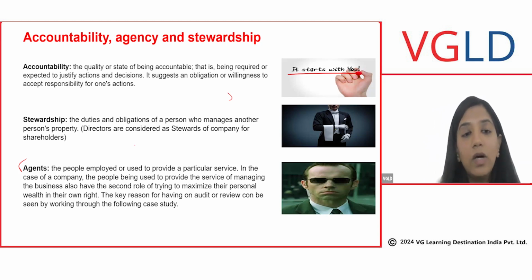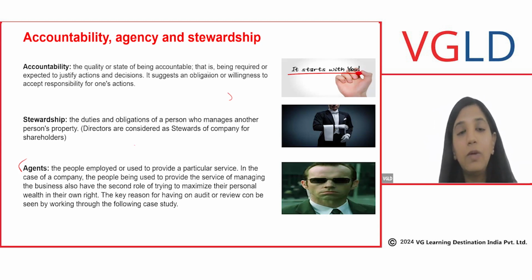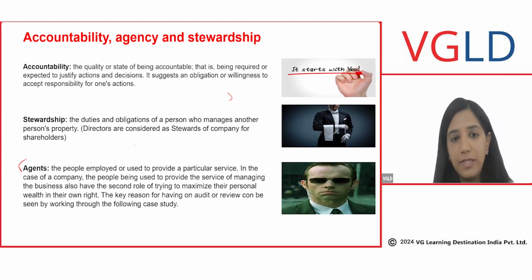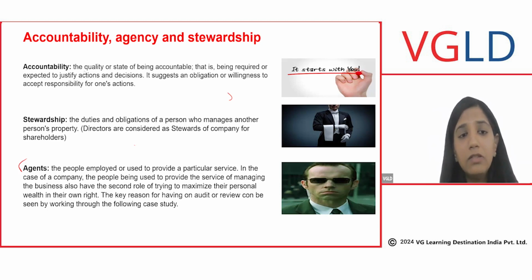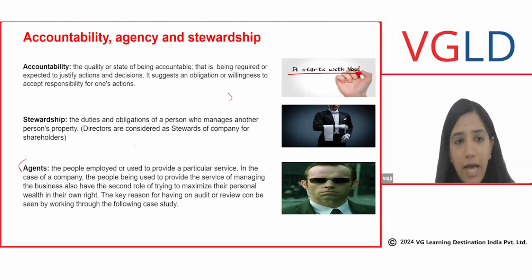So accountability: the quality or state of being accountable. You are responsible and answerable. Responsibility comes with answerability, and accountability is that you are answerable for this. That is, being required or expected to justify actions and decisions. Why did I take this decision? Why is this happening? If something did not happen, why did it not happen? Where was the lapse, right? So you are accountable, you are answerable.